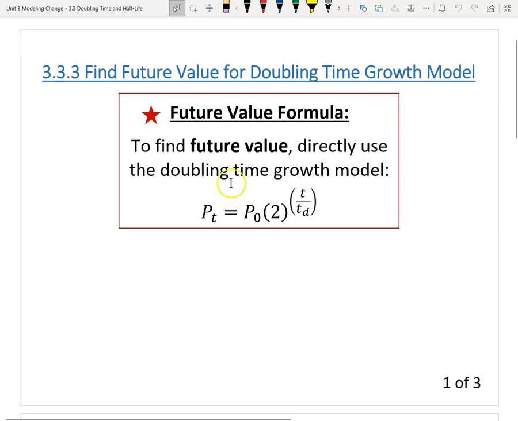In this video, I will introduce how to find the future value for the doubling time growth model. Here is the future value formula. To find the future value, we only need to directly use the doubling time growth model, which we learned from the last video, right? Let me draw a graph to show you the meaning.